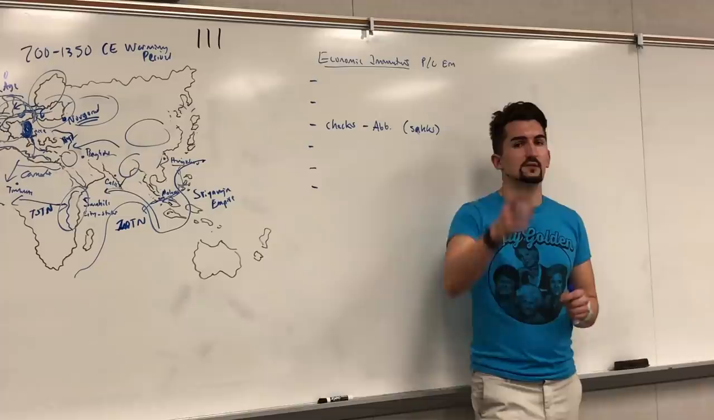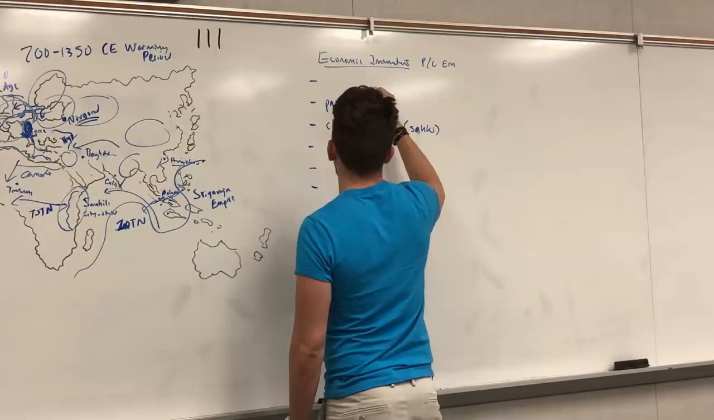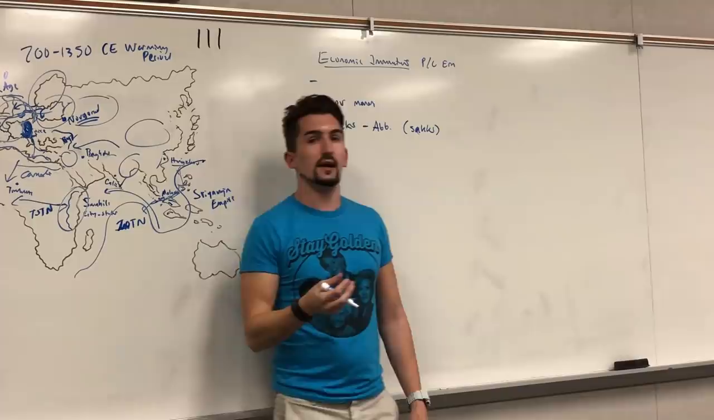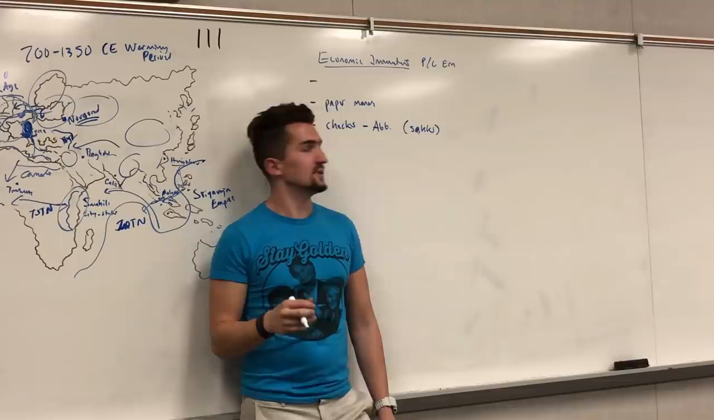Paper money. Why is paper money safer and easier? Oh yeah, much lighter than carrying the actual gold or silver. You can hide it better, it's easier. As long as your government is stable and it's making its own, it works. And who invents this, by the way? China. Chinese, the Tang Dynasty.